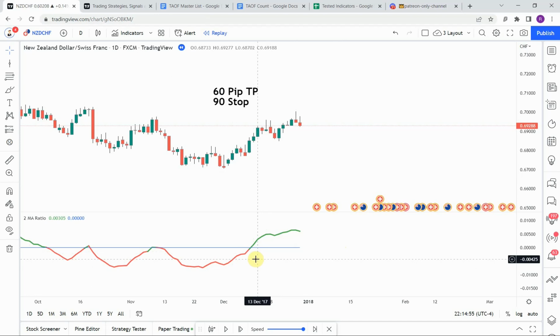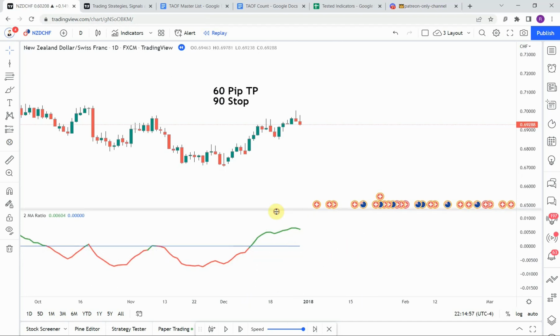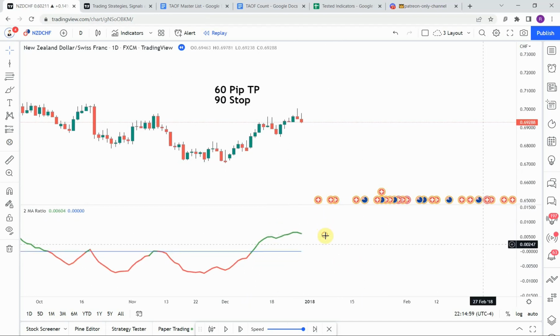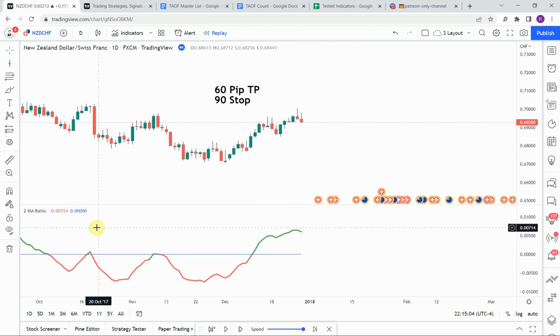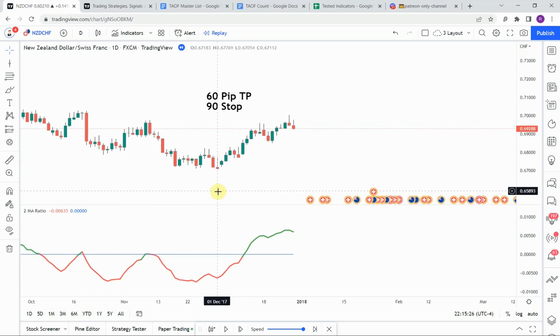All right, back to the indicator at hand. It is the 2MA ratio, and basically what this indicator does is it tries to identify when two moving averages are going to cross before they actually cross in real time. If you want to know more about exactly how the indicator works, or what exactly the function is, then you can go to the indicators page, take a look, and see what's going on with it.